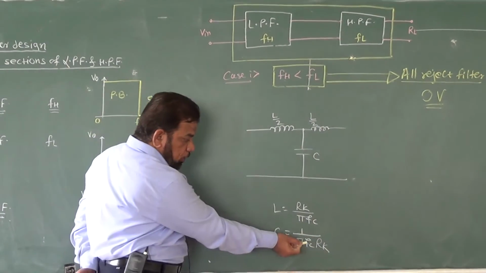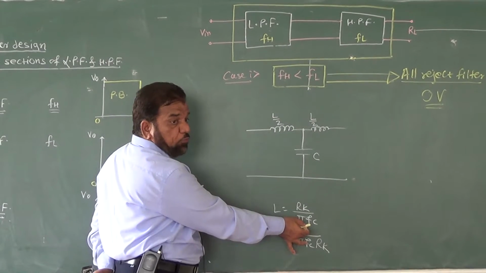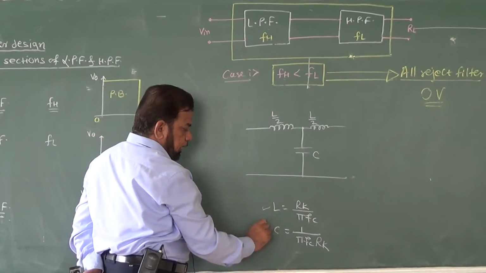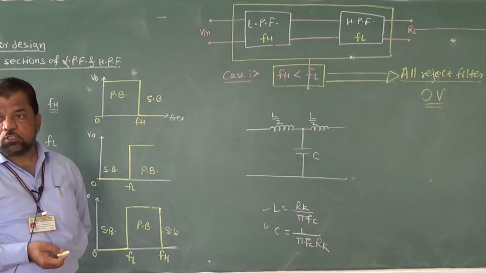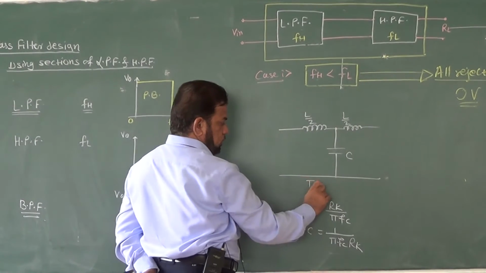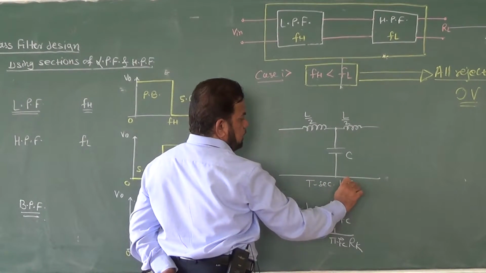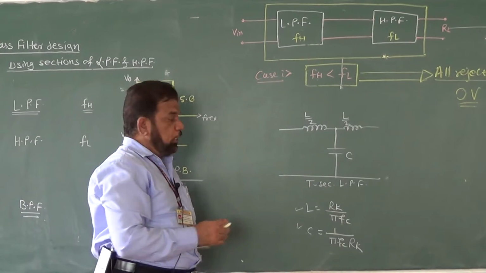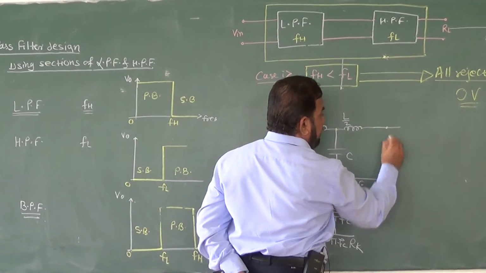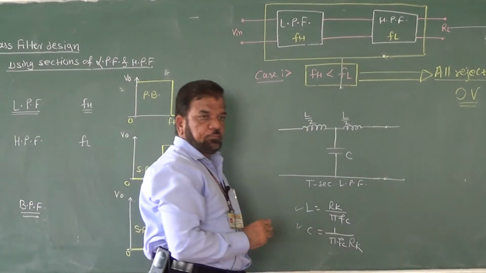So how much is your Fc? Actually it is Fh. That Fh I have to use here. So based on that I can calculate L and C value. I can construct a T section low pass filter. So this is T section low pass filter. Now this filter is followed by high pass filter there.